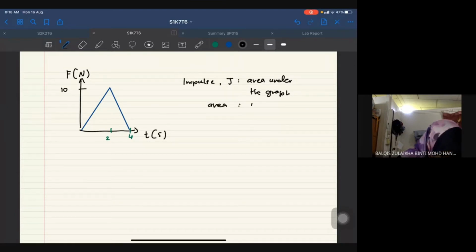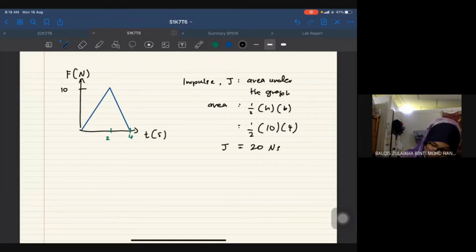Area is equals to half multiplied by height multiplied by base. So it will be 20. Okay, so this is an example lah. But as you can see, this one is too easy. So most of the time they will change a little bit.